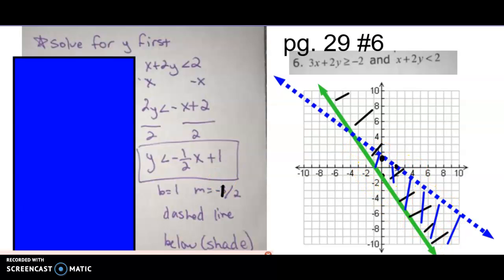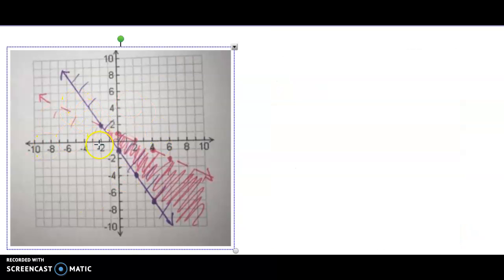So to show you what that looks like on the paper, here it is. So above that purple solid line, that was my first inequality, because it was greater than or equal to, it was above. And then this pink line was the one we just did. It's dashed because it was not equal to, just less than, and it's shaded below because it's less than. Where those two intersect is the only place I'm actually going to color. That's my solution set.